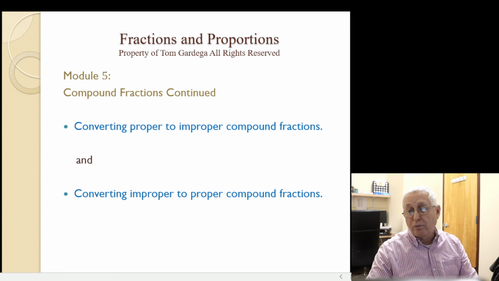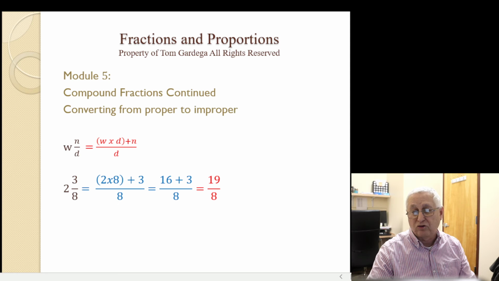Now we're going to convert proper to improper fractions and convert improper back to proper fractions. We have the whole number, numerator over the denominator. Basically, what we're going to do is multiply the whole number times the denominator, W times D, and then add the numerator to it. So W times D plus N over the denominator D. 2 times 8 plus 3. So 2 times 8 is 16 plus 3 equals 19 over 8.